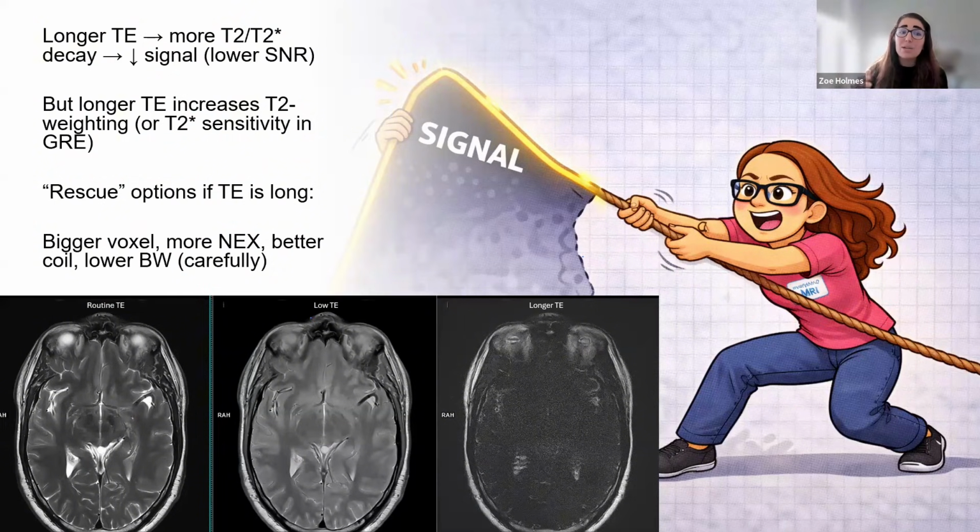If you are stuck with a really long TE and a low SNR, consider whether you can moderately increase your voxel volume or reduce your acceleration, but you will pay for it with time.